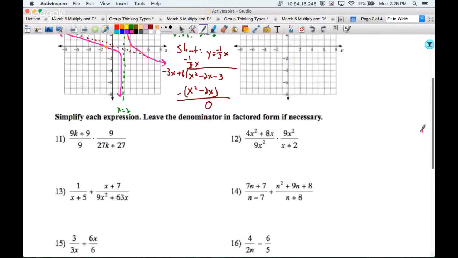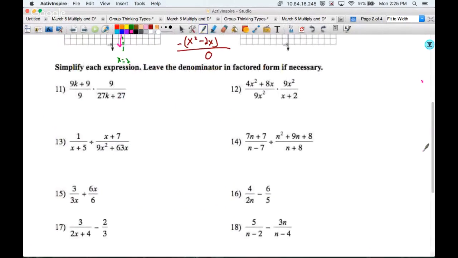Okay, so now we've got a bunch of operations with fractions, or with rational functions. The hint on all of these is factor everything first. So factor first, always. Look for a way to simplify.